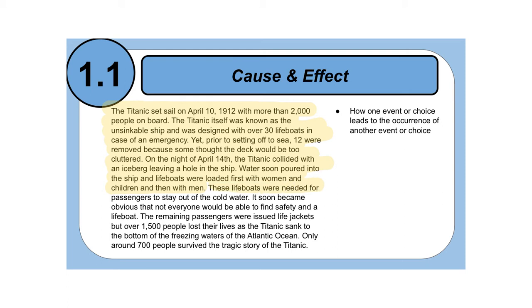These lifeboats were needed for passengers to stay out of the cold water. It soon became obvious that not everyone would be able to find safety in a lifeboat. The remaining passengers were issued life jackets, but over 1,500 people lost their lives as the Titanic sank to the bottom of the freezing waters of the Atlantic Ocean. Only around 700 people survived the tragic story of the Titanic.